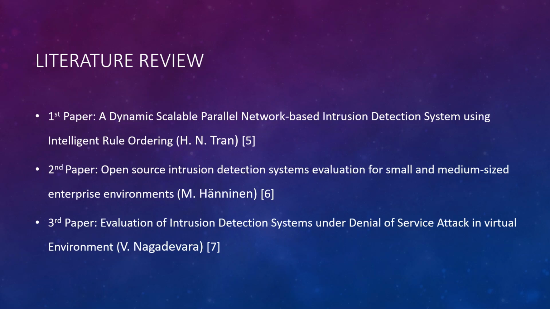The second and third papers both compare three open source IDS, among them Suricata and Snort. The second one focused more on the size of the network and the traffic, and the type of traffic being monitored. The third paper focused on the type of attacks against the network, especially denial of service, DOS attack.